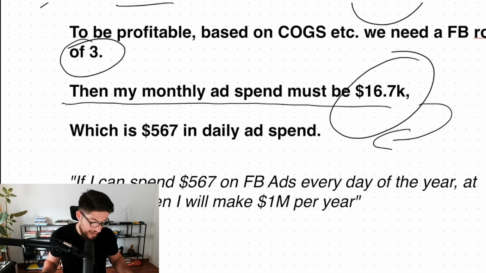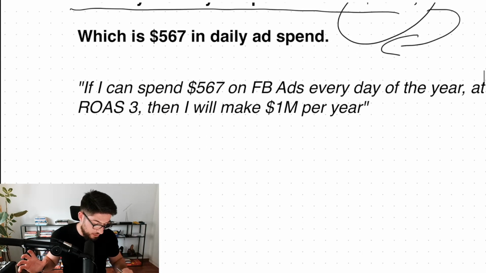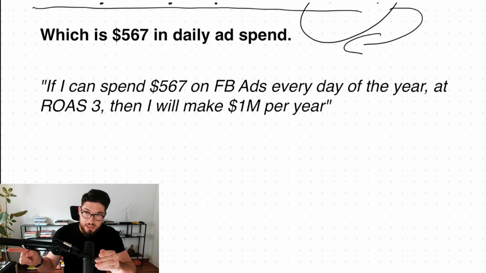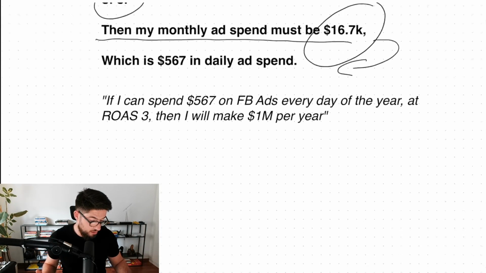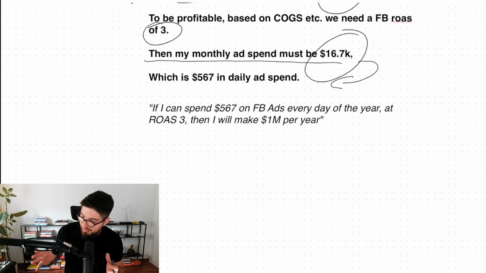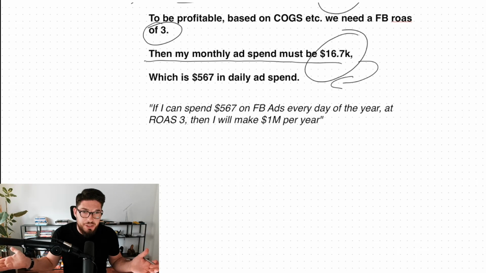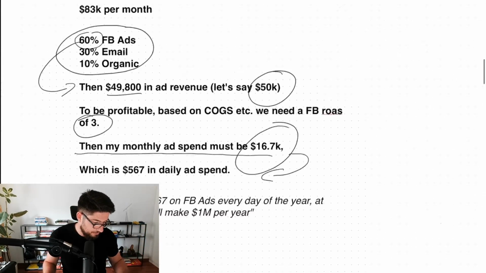Cool. And now we have a model that we can play with, because if I can spend $567 on Facebook ads every day of the year at a ROAS of 3, then I'm gonna make $1 million per year. This is oversimplified, I know, but it gives you a model that you can actually crave, like you can design a path to get there. What is the path to $1 million a year? Who knows? But what is the path to spending $500 a day on ads? Very easy, we can design it.